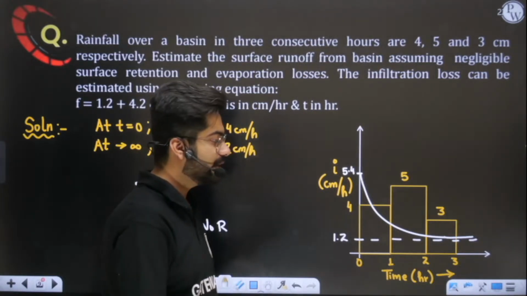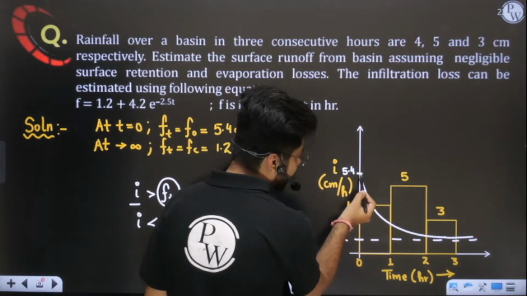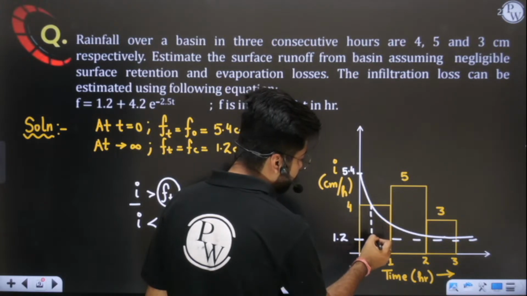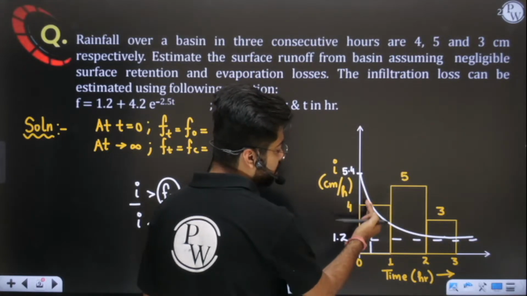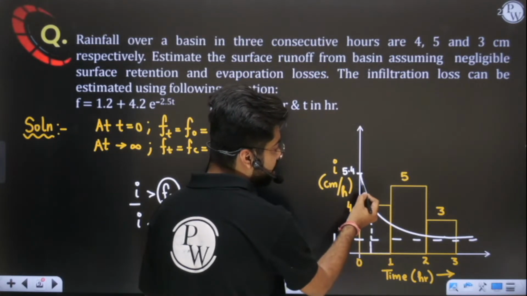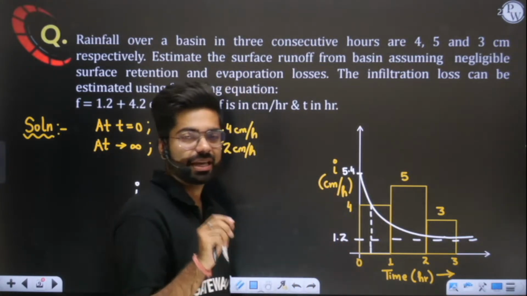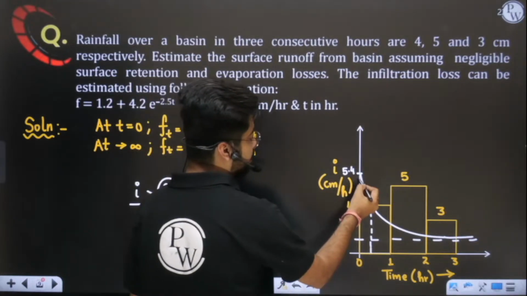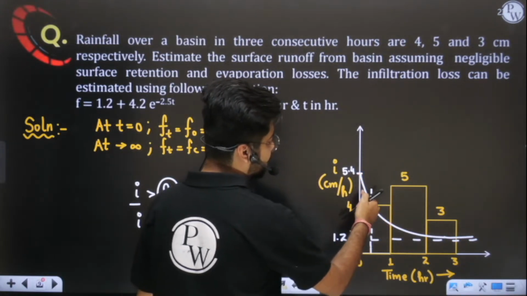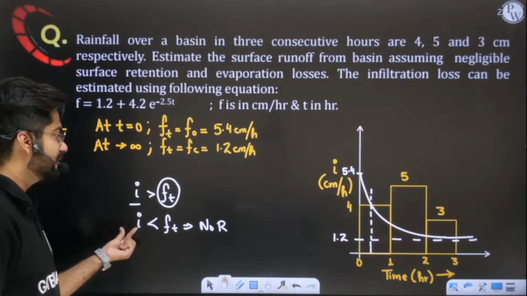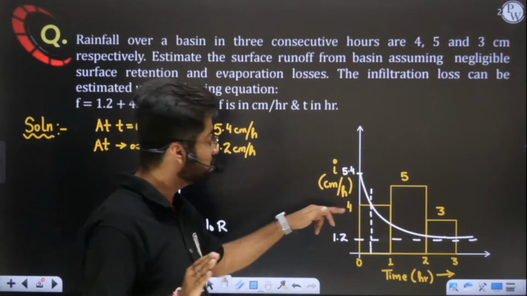Yes or no? So when you are looking at this graph, listen very carefully. Up to this point, we'll find this time, obviously. Up to this time t, you can see that infiltration capacity is more and intensity of rainfall is less. Can you appreciate this fact? So you will see that till here, no runoff will be there because rainfall is less.